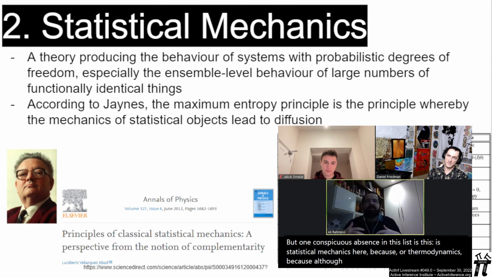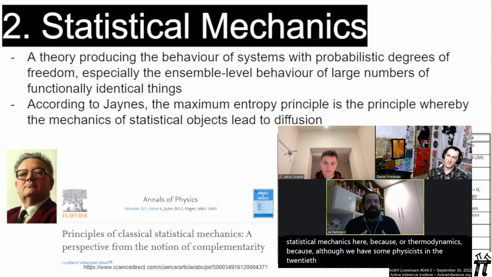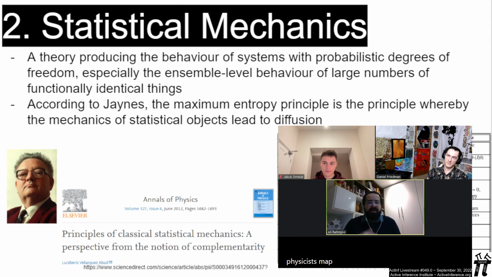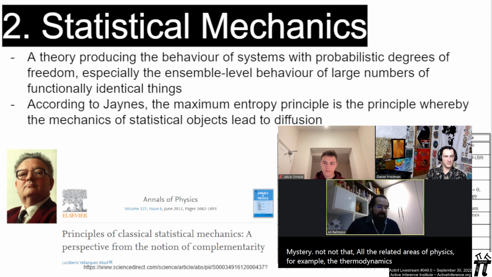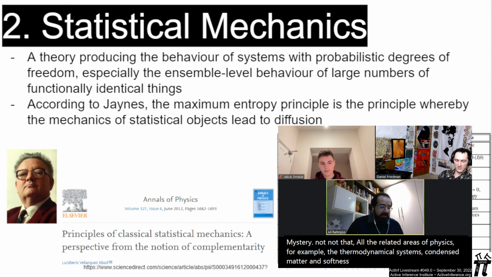although we have some physicists and mathematicians in the 20th century, like Jaynes and Kolmogorov and so on, up to now statistical physics remains a mystery. Not that all the related areas of physics, for example thermodynamical systems, condensed matter and soft matter, or biological systems, remain complete mysteries.